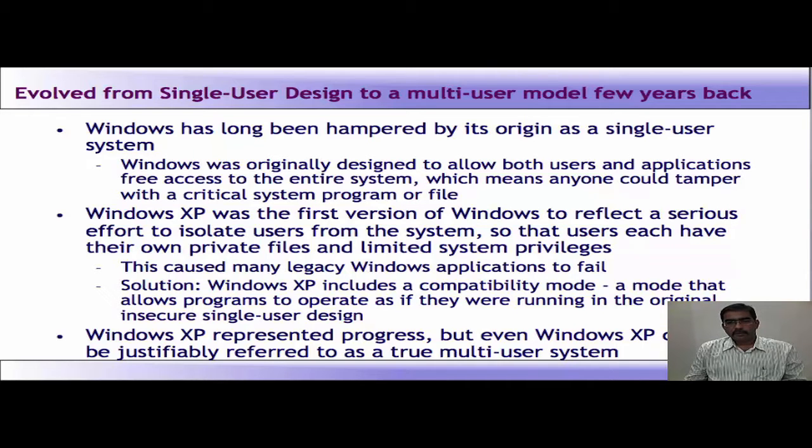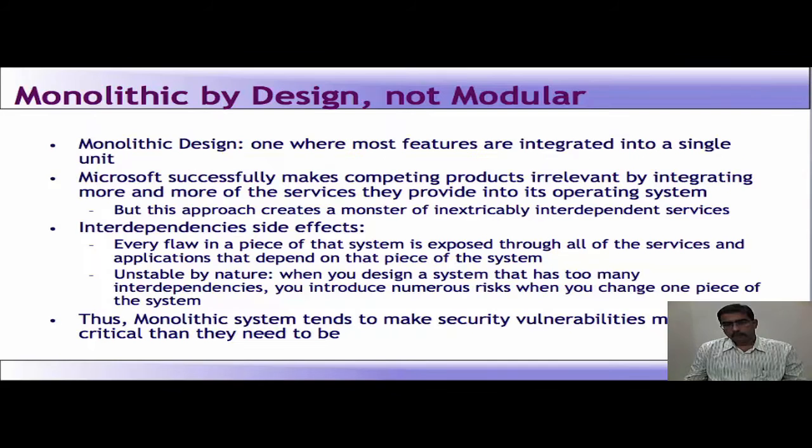So what was the solution? Windows XP includes a compatibility mode, a mode that allows programs to operate as if they were running in the original insecure single user design. XP represented progress, but even XP could not be justifiably referred to as a true multi-user system.